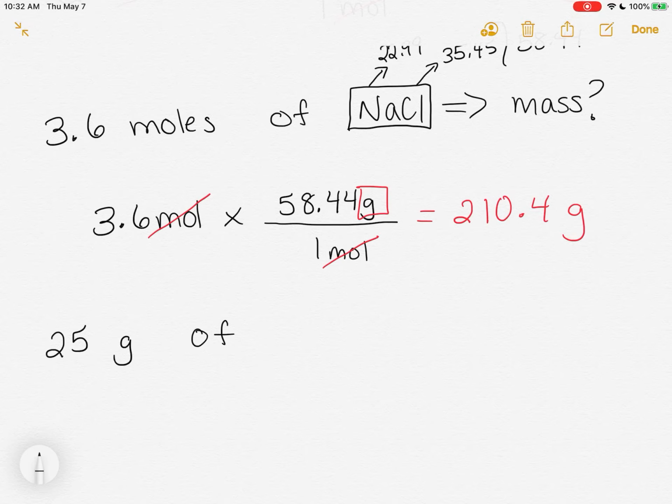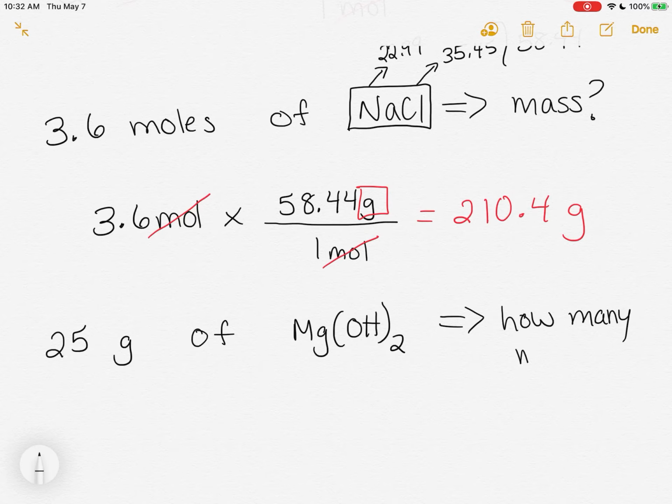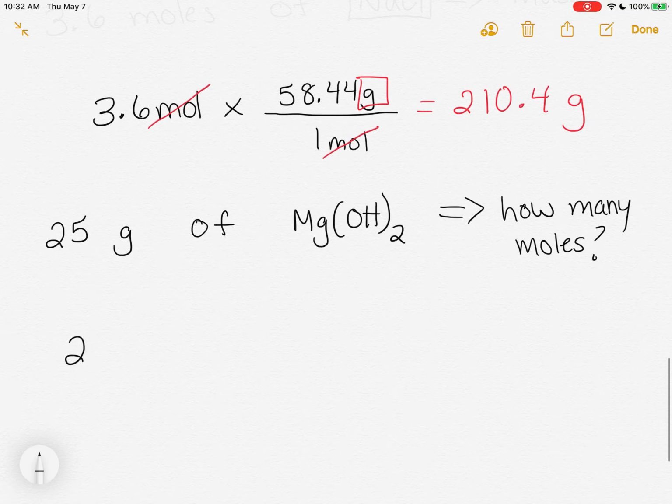So say I have 25 grams of, let's do a more complicated formula. Let's do magnesium hydroxide. And so I want to know how many moles. Okay, so we're going to start with our 25 grams, and we're going to multiply by that conversion factor. I want to turn it into moles, so I'm going to put the 1 mole on the top.